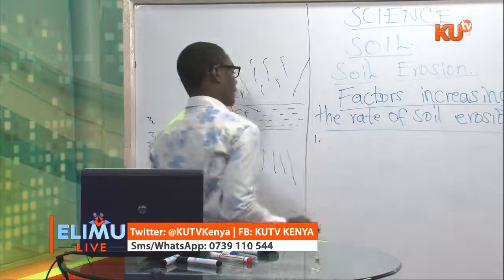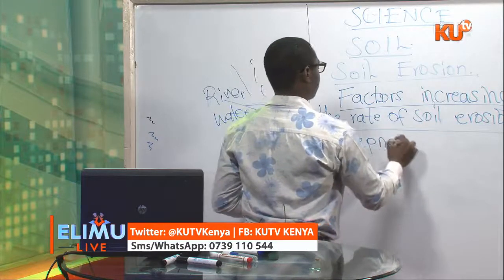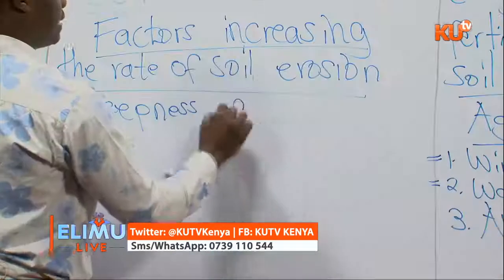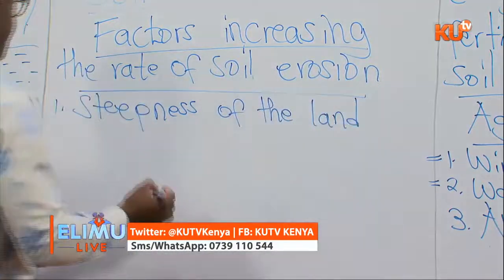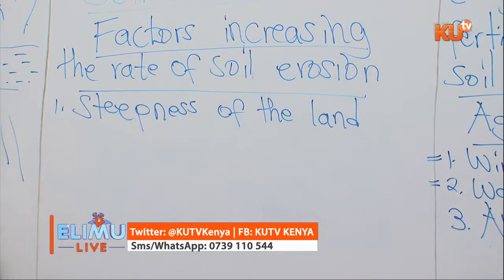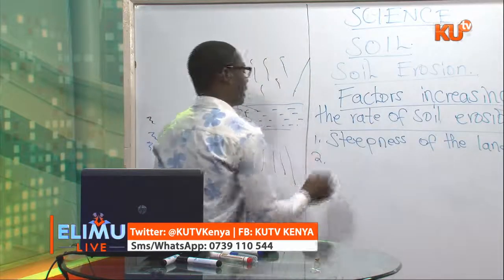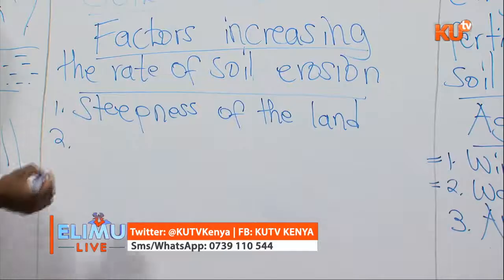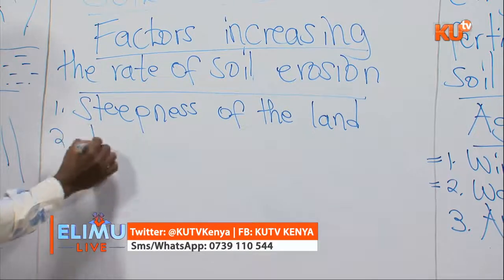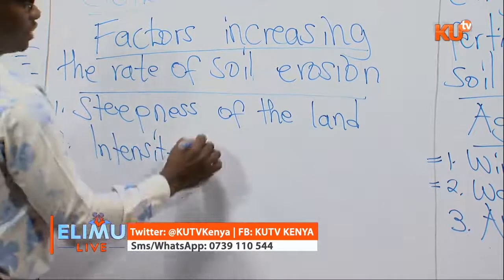Number one, we have steepness of the land. So let me list them first, then I will talk about each one of them. So we have steepness of the land as our first factor. We have intensity of the rainfall.